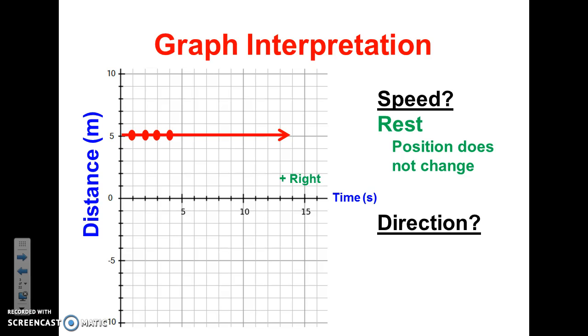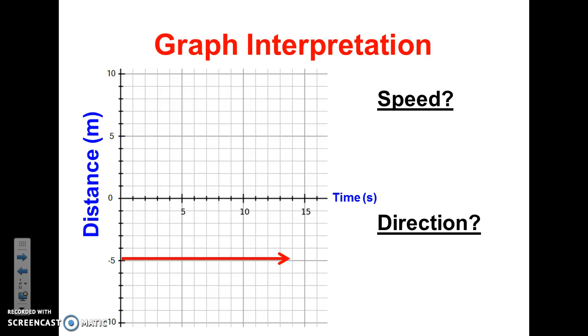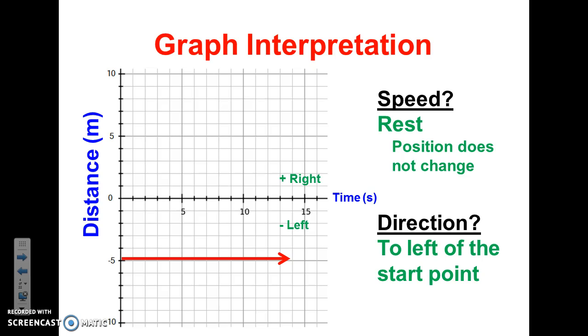On the top half of the graph is the positive distances. On the bottom half of the graph are the negative distances. Positive just means you're to the right of the start point. Negative just means you're to the left of the start point. So in this particular graph, since we're on the positive side, we are to the right of the start point. This graph, very similar, except now we're down on the negative side of the graph. So we remain at rest, but we are to the left of the start point.